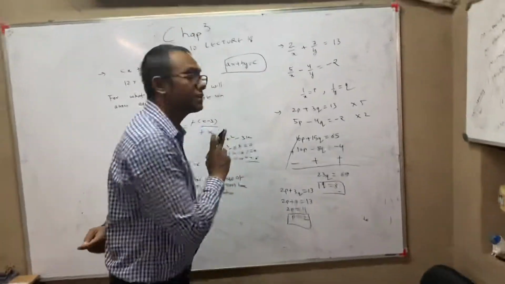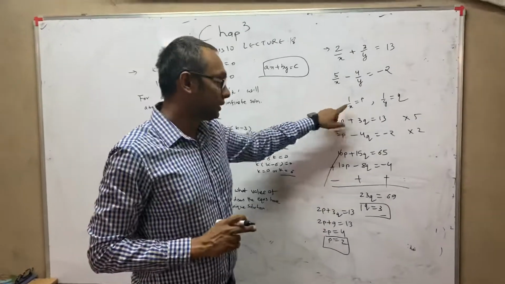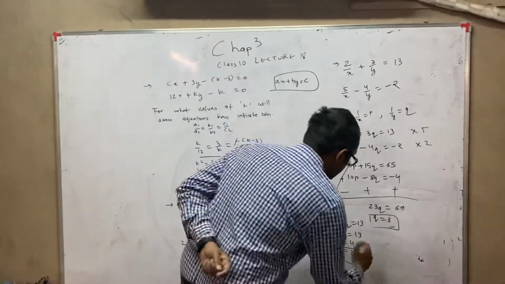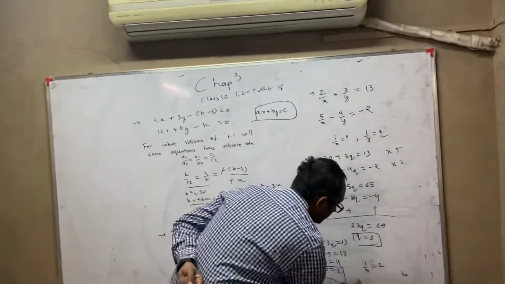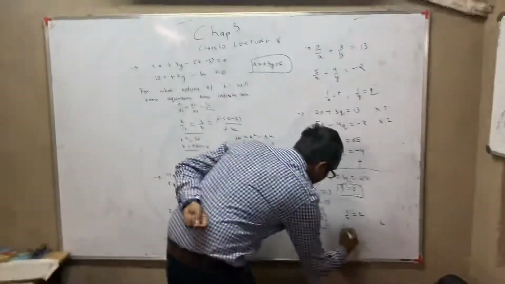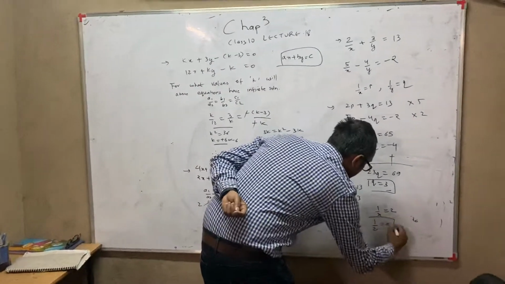But here the sum is not finished. We have to find the value of x. So one last step, p equal to 2. So 1 upon x is equal to 2. 2 will come down, x will go up. So the value of x comes 1 by 2.